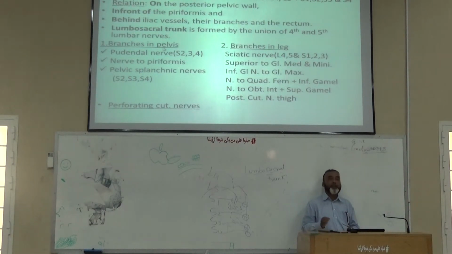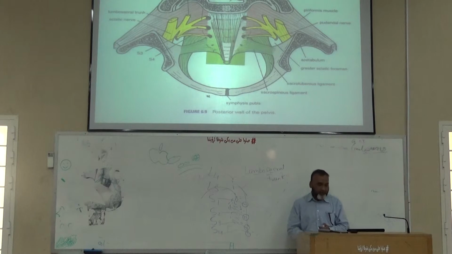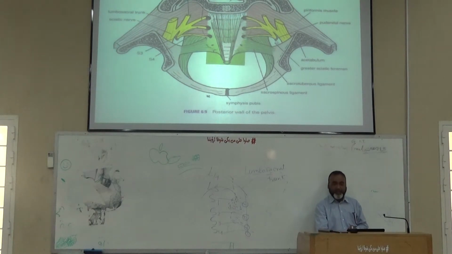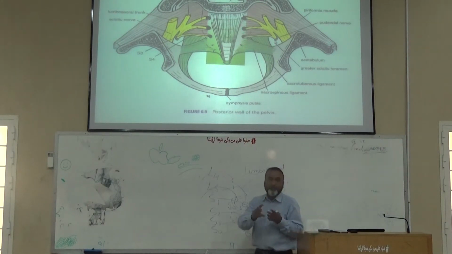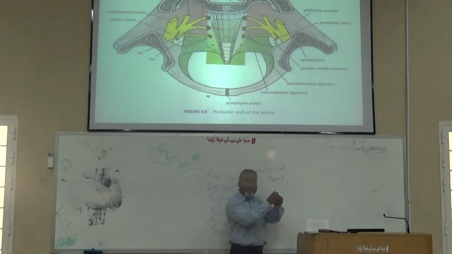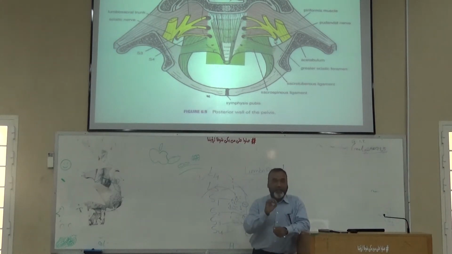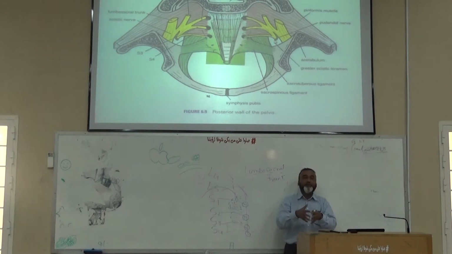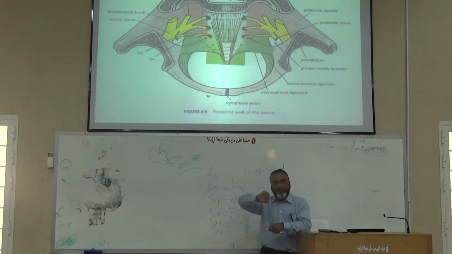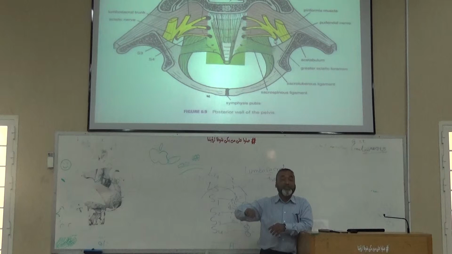the root value of the pudendal nerve is S2, S3, and S4. Now what happens? If you see over here, this is the pudendal nerve. After its formation from S2, S3, and S4, it leaves the pelvic cavity from the greater sciatic foramen. Before leaving, it gives some branches to supply the pelvic structures. When it leaves from the greater sciatic foramen, it re-enters from the lesser sciatic foramen.